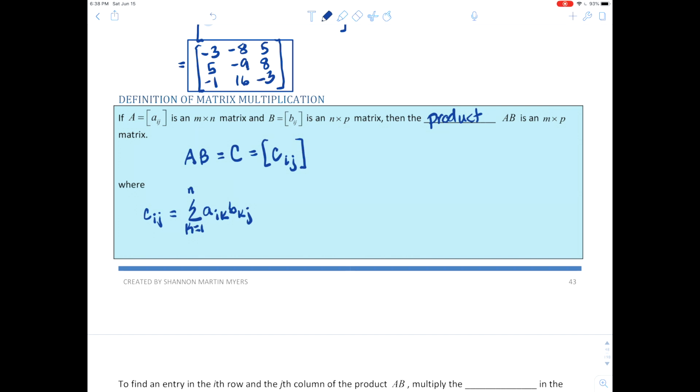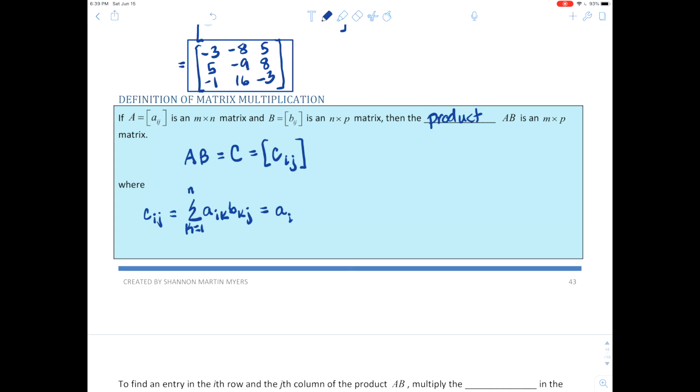Multiplying Aik times Bkj means that we are multiplying the entry of A that is in the ith row and the kth column to the entry in B that is in the kth row and the jth column. That is why the number of columns in A has to match the number of rows in B. Groovy?